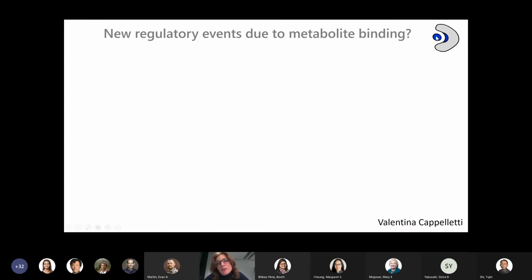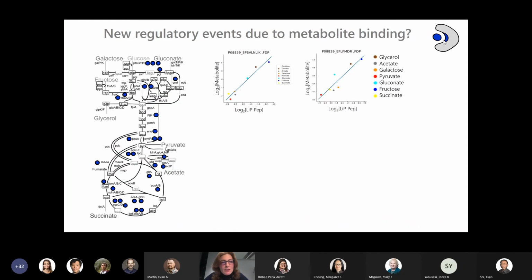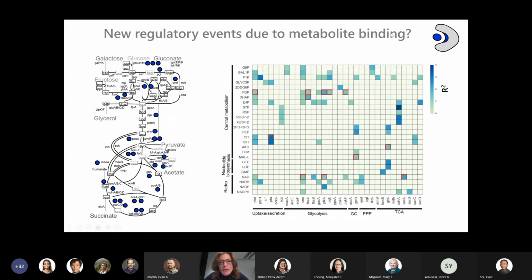So we reasoned that if a metabolite binds a protein, we should in principle see a correlation between the level of that metabolite and the intensity of our LiP peptide at the binding site. So we plotted the correlation of all metabolites against all proteins, and we found about 80 cases of pairs of metabolites and proteins for which we found a good correlation. And you see them here. Some of these were known. And then we picked one for validation. And this is the interaction between the metabolite fructose bisphosphate and the protein PTSI.